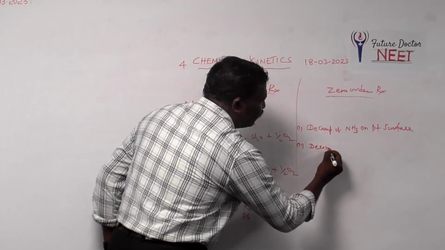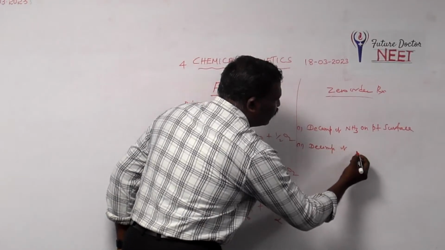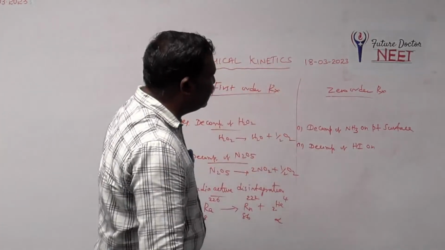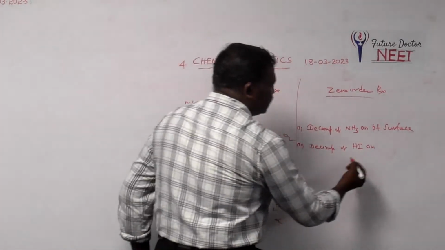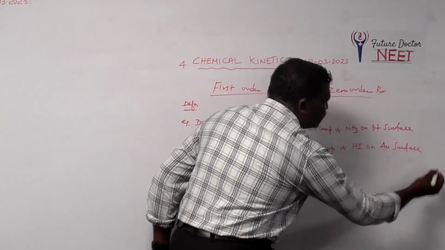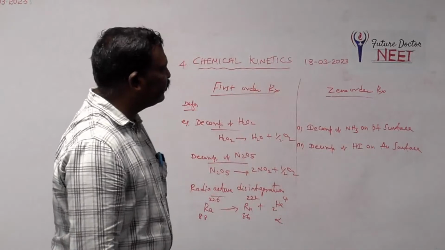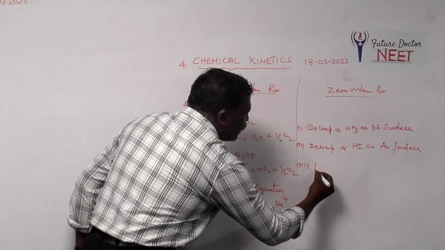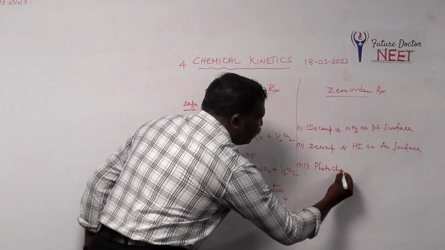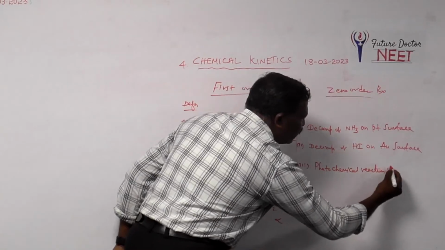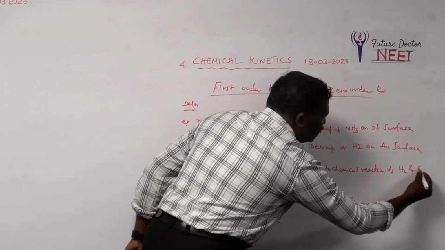Decomposition of HI. These are all examples given directly in our textbook. Decomposition of HI on a gold surface. Understood? This example I already gave. Photochemical reaction of H2 and Cl2.